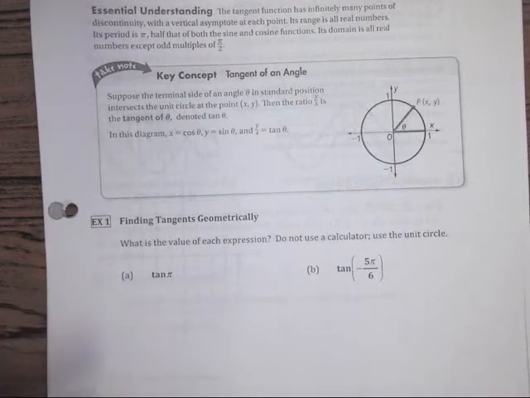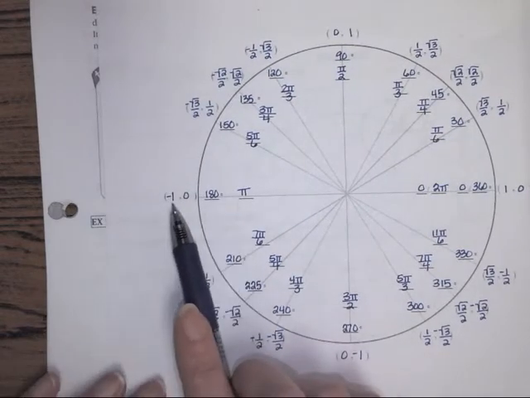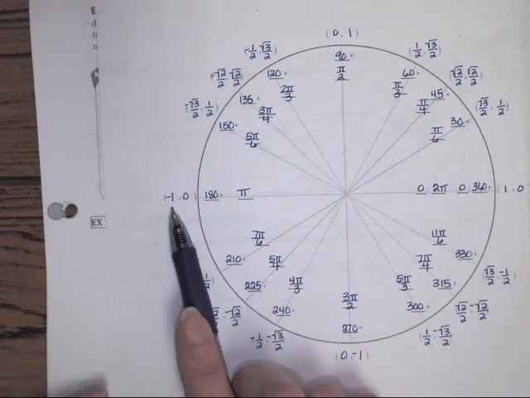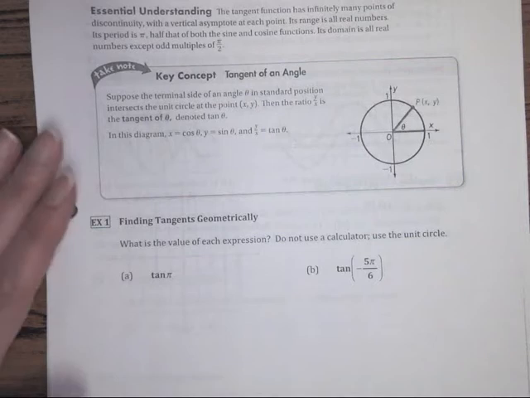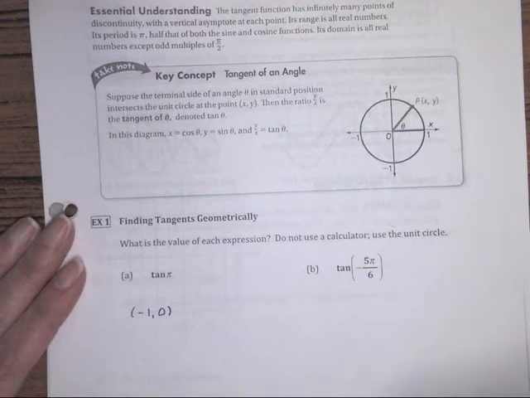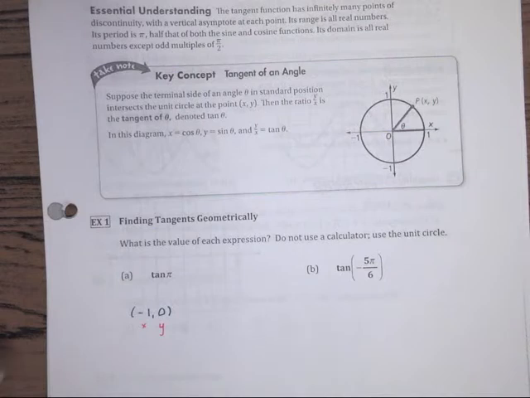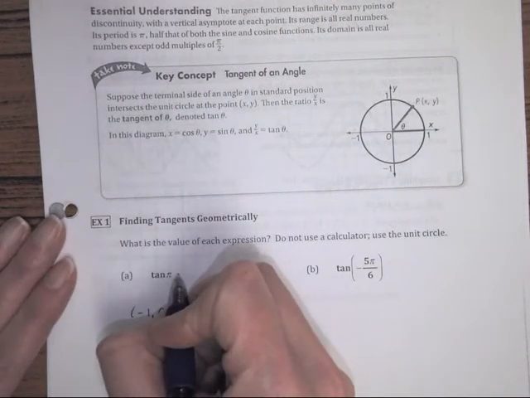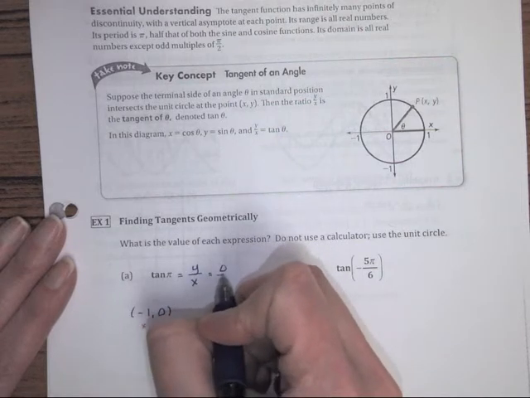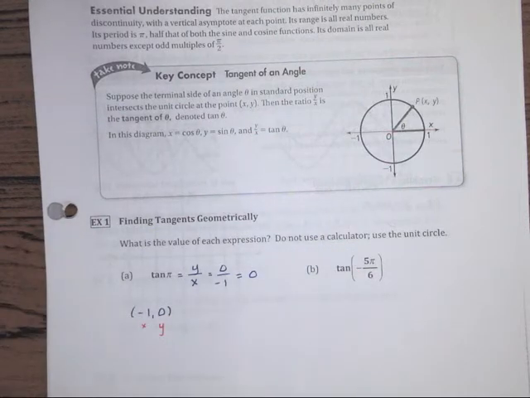I've got the tangent of pi. So go to your unit circle and go to pi. And you'll see that at pi, the point on the unit circle is the point (-1, 0), right? All right. So I'm going to write this here, (-1, 0). This is my x value, and this is my y value. All right, so my tangent value at pi is my y value over my x value, which is 0 over -1 equals 0.